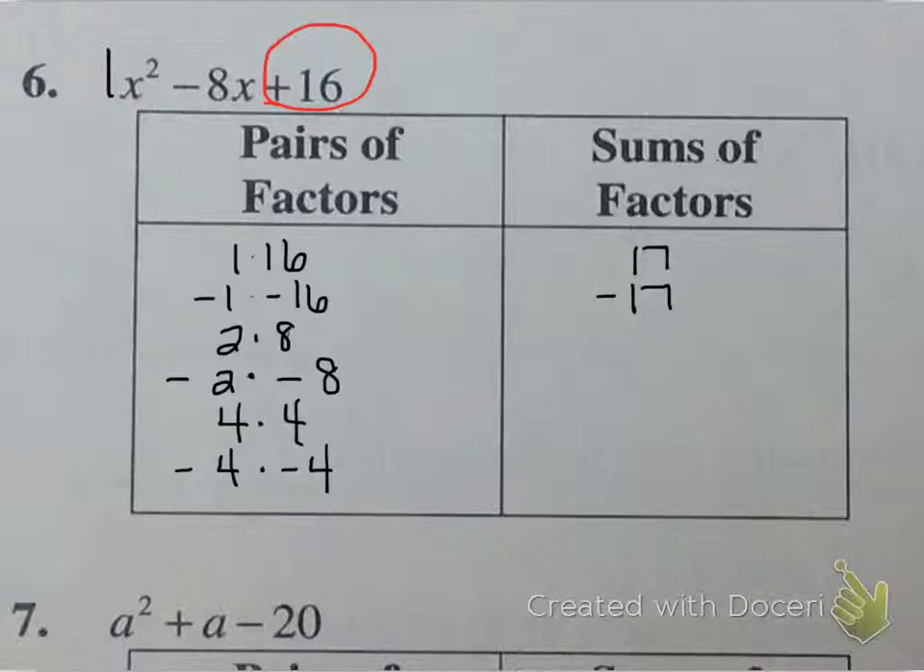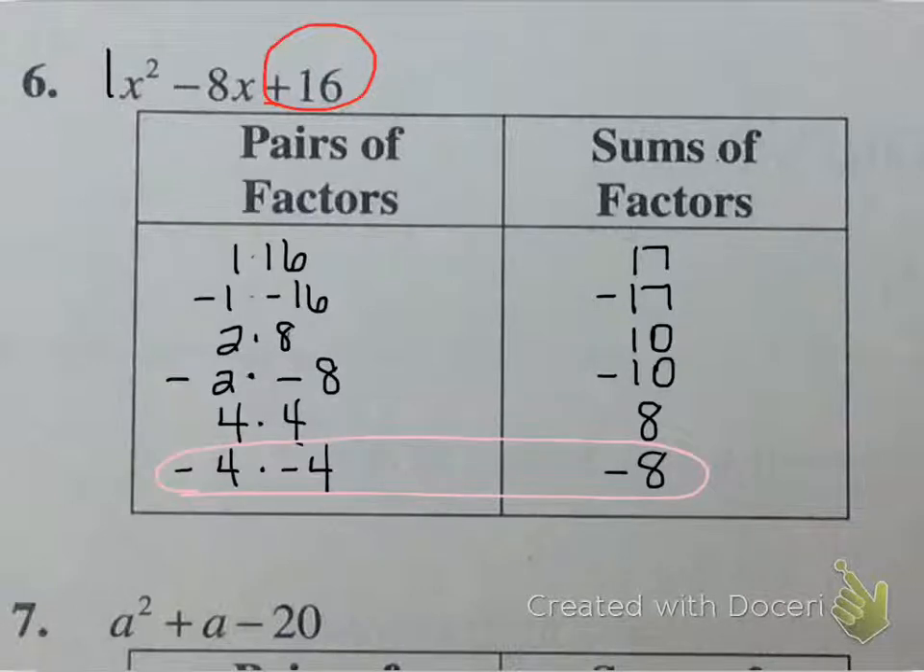If I add 2 and 8, I get 10. Negative 2 and negative 8 is negative 10. So I haven't found it yet, but it looks like I'm getting closer. If I have 4 and 4, when I multiply I get 16, but when I add I get 8. And negative 4 and negative 4, I would get negative 8. So it looks like the last factor pair that I had at the very end is the factor pair that I'm going to use.